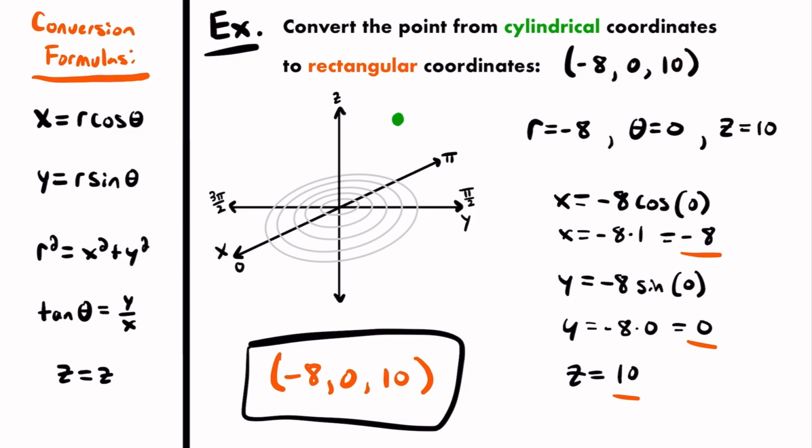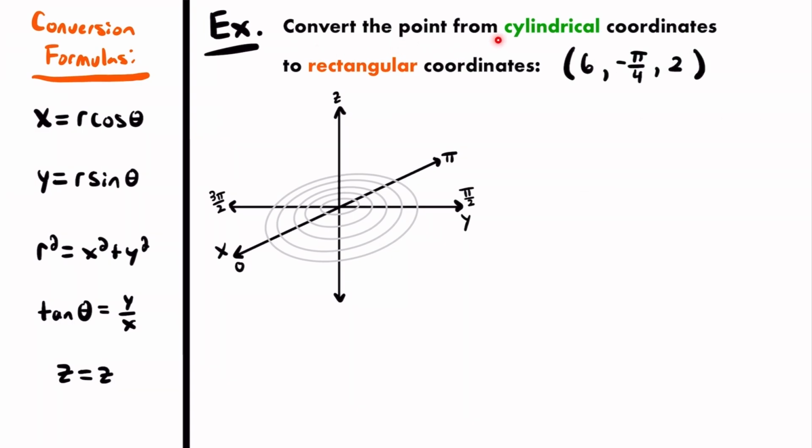Okay, so kind of a neat thing that happens, but let's take a look at an example where the coordinates will be different. Once again, we want to convert the point from cylindrical coordinates to rectangular coordinates, except this time our angle is not 0. We have 6, -pi divided by 4, and then 2. So for this set of coordinates, r is equal to 6, theta is equal to -pi divided by 4, and z is equal to 2.